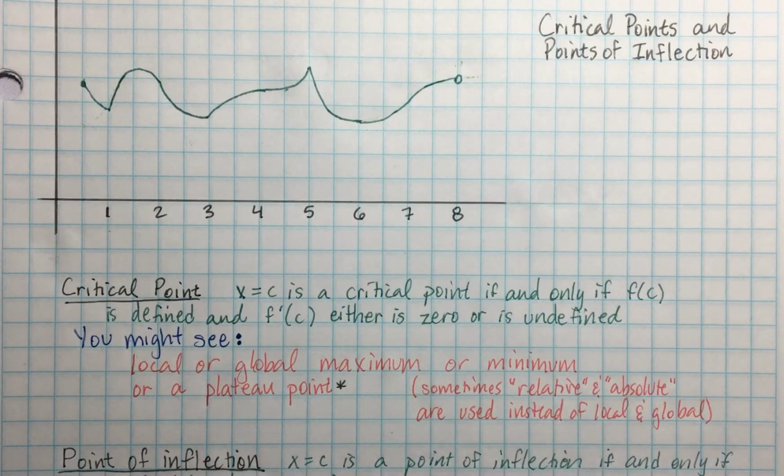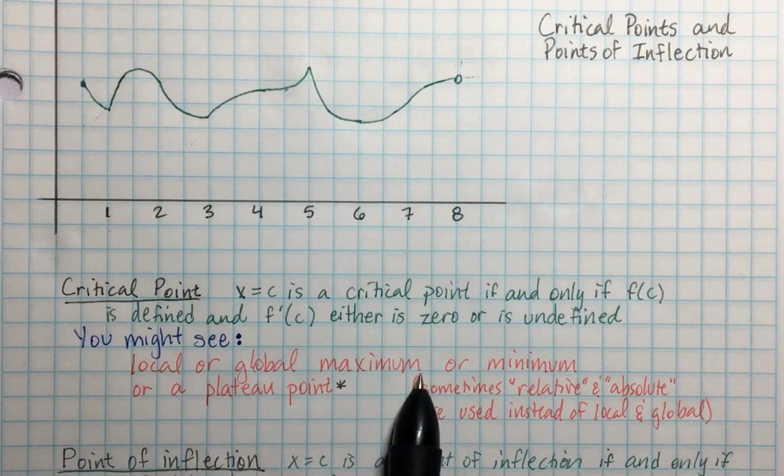So for a critical point, you might see a local max or a global max, local min, global min. I'll talk about those in just a second too. Or you might see a plateau point, which I will also talk about. Sometimes you'll see the phrases relative and absolute versus local and global.